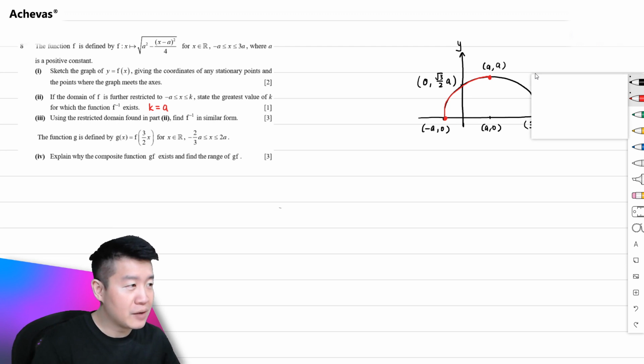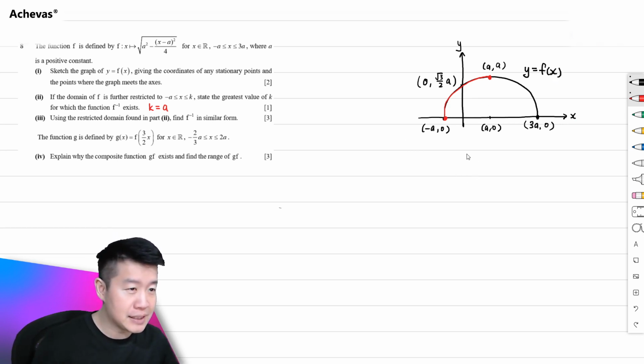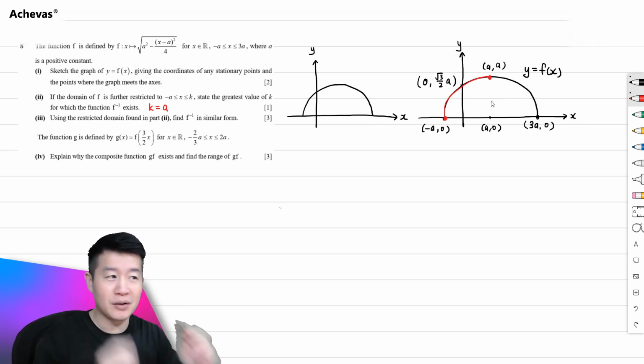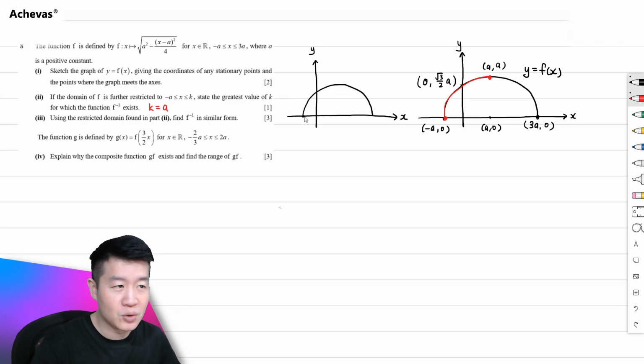So the graph that we have currently is the graph of y equals f(x). It is not necessary to sketch now, but in a short while I think the sketch is going to be useful. So let me just do a quick sketch for the graph of g. The shape is going to be the same as this, so it's still going to be the top half of the ellipse. But because it is this graph being scaled by a factor of 2 over 3, what we have is going to be something like this.